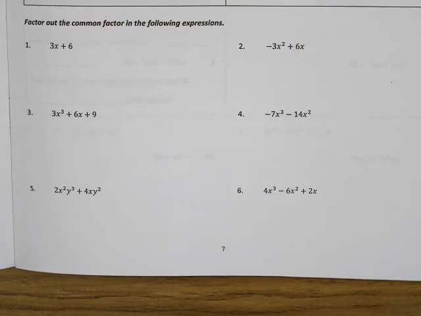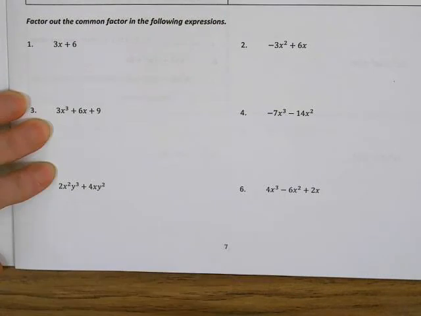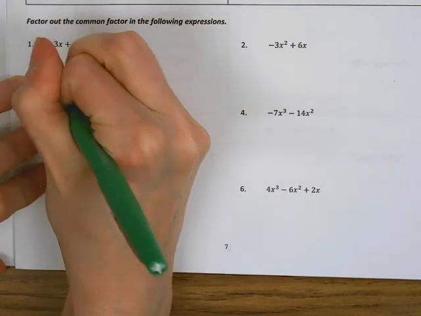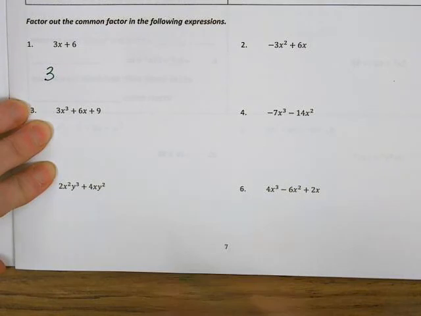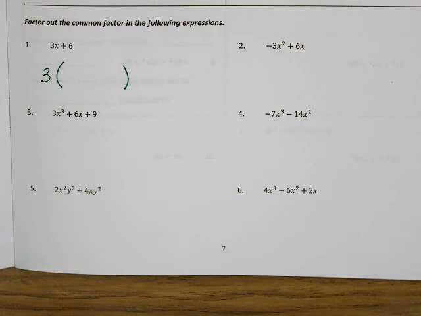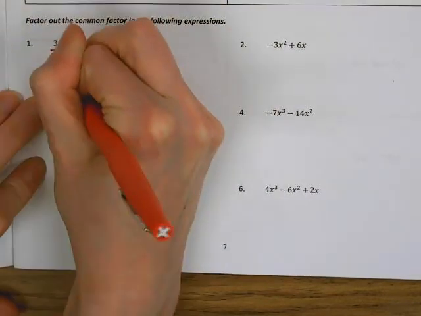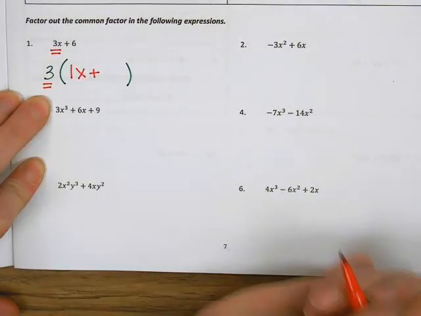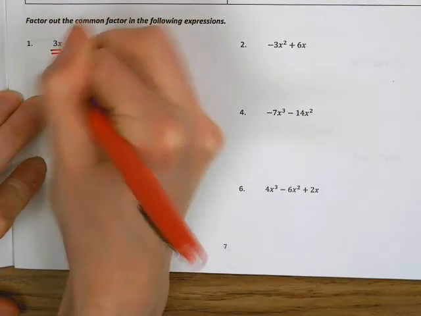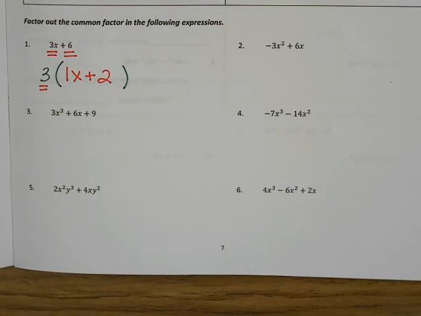Okay, so number 1, what is the GCF of 3x and 6? And I hope you guys would have said 3. And then we draw a parenthesis, and now we actually just divide it out of both. So 3x divided by 3 is 1x, and then 6 divided by 3 is 2. So that's the answer. Okay, but that was an easy one.